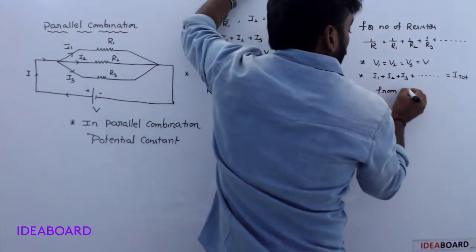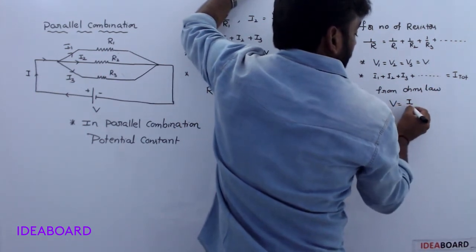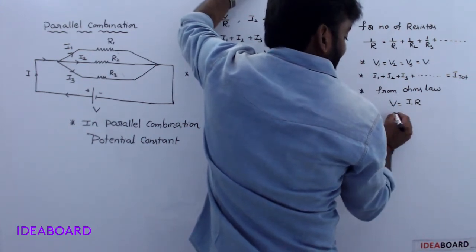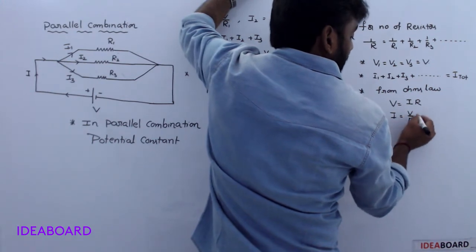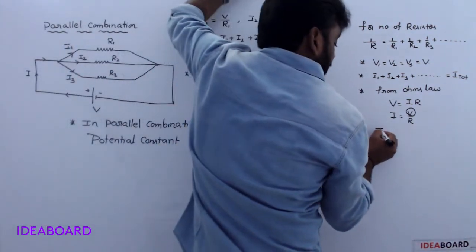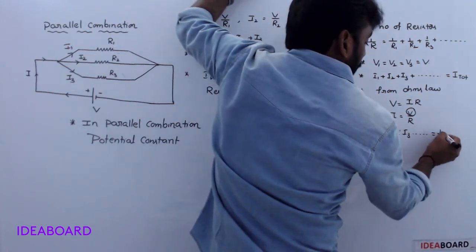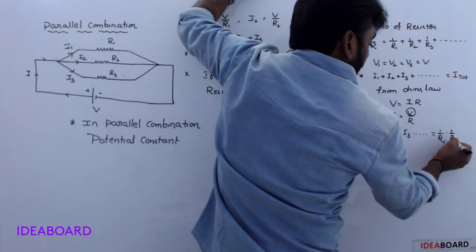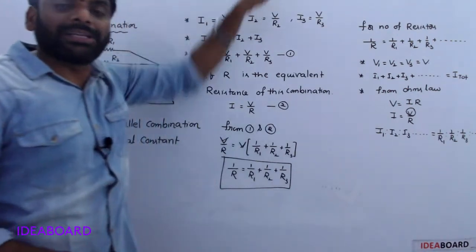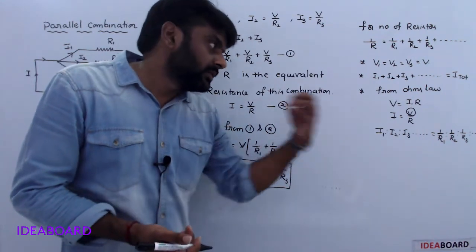From Ohm's law, V is equal to what? IR. Here I is equal to V by R. In this case, which one is constant? Potential is constant. So I1 : I2 : I3 and so on is in the ratio 1 by R1 : 1 by R2 : 1 by R3 and so on.